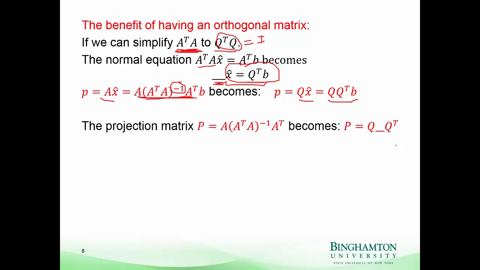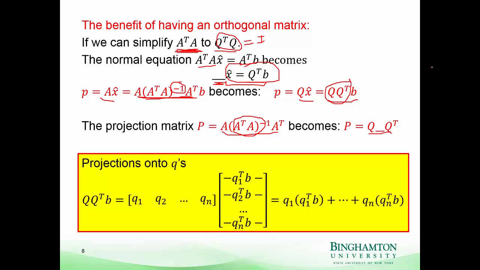Our projection matrix then, if we replace all the A's by Q's, we would notice that this term becomes the identity matrix, and so it goes away. So our projection matrix becomes very simple. And we can see that up here, our projection matrix was sitting right there. It's just Q times Q transpose.